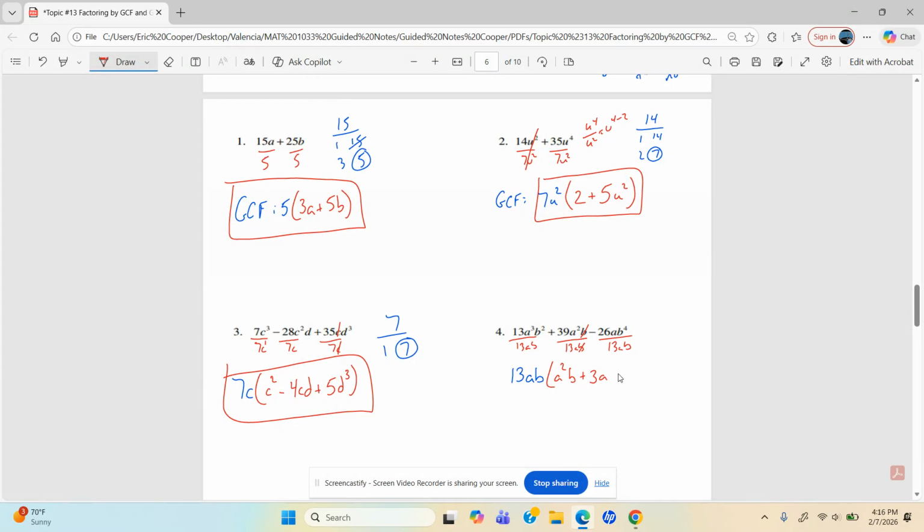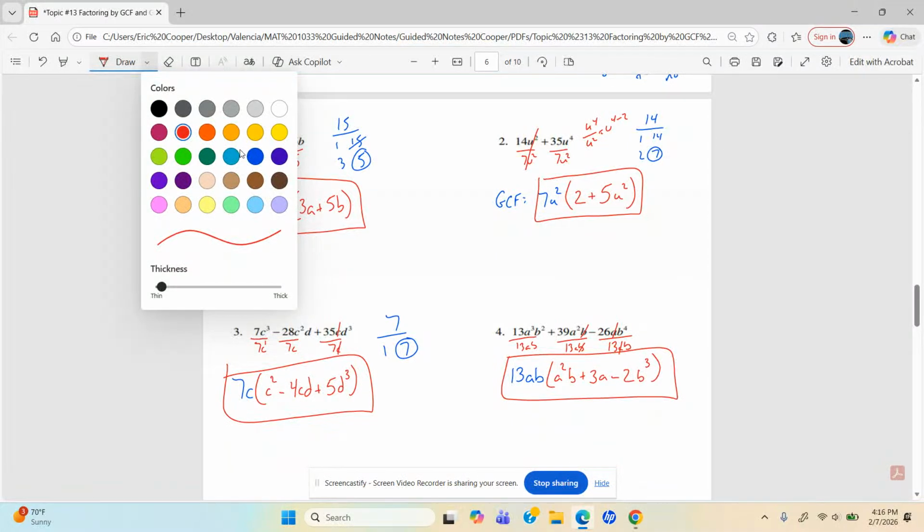Negative 26 divided by 13 is negative 2. I have 1a and I took it away. I have 4 b's, I take away 1b, and I have 3 b's left. So this would be my final answer.